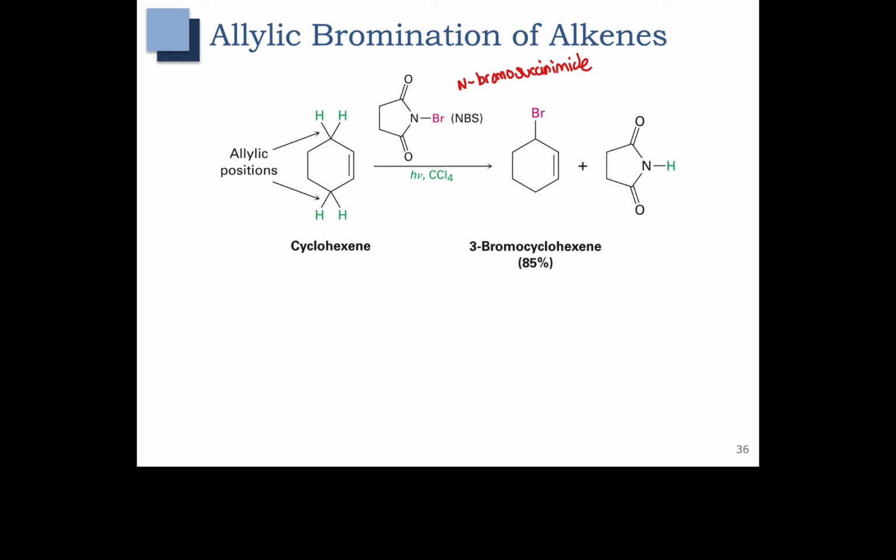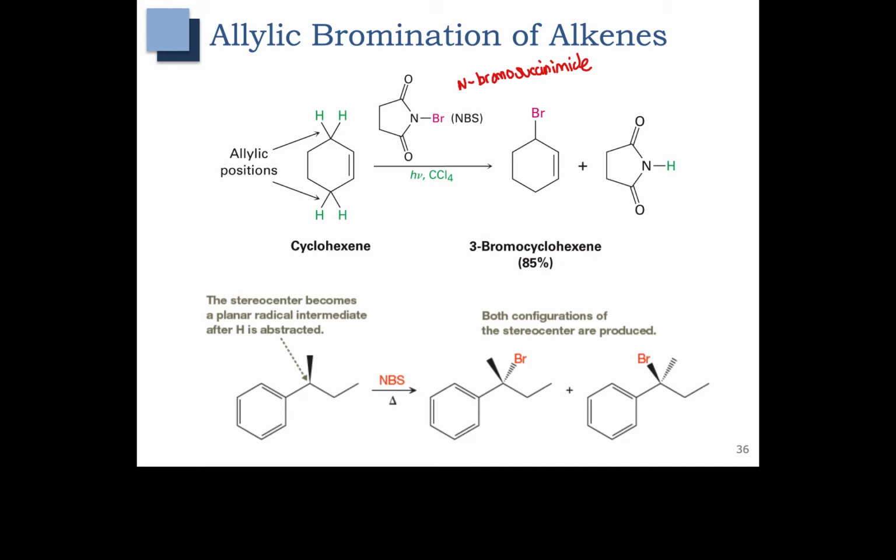Allylic positions are positions right next to double bonds, so we can replace any of those green hydrogens there with a bromine. A byproduct of this reaction is shown here. Here's an example of a benzylic reaction with NBS. Heat is used to cleave that nitrogen-bromine bond, and then we get reaction at that benzylic position to give two possible products. In this case, we have a new stereocenter that's formed, and we see that both configurations are produced, or we end up with a pair of enantiomers.